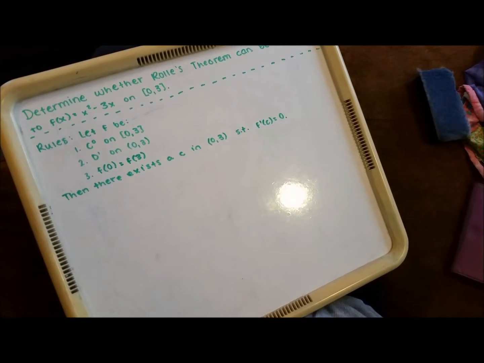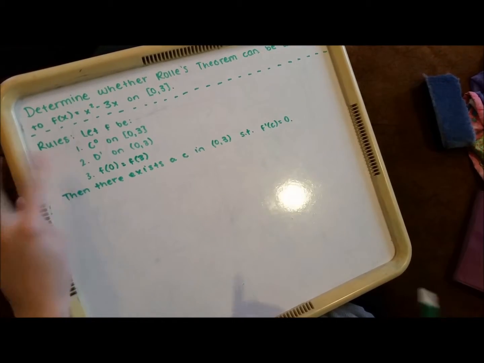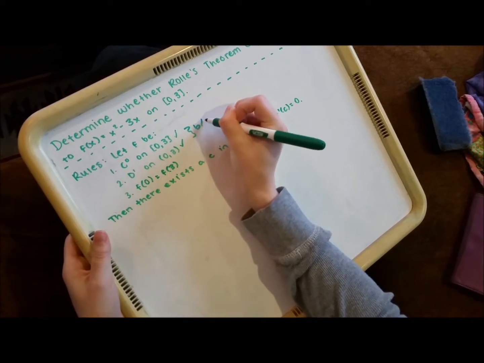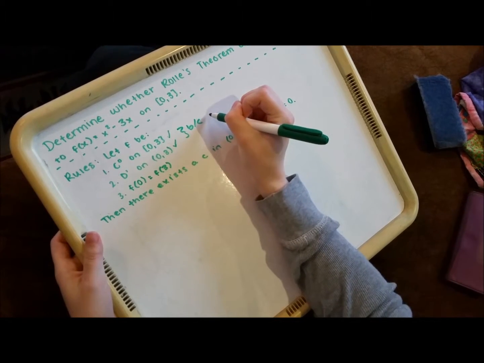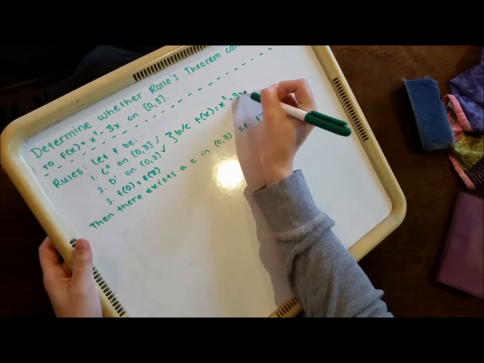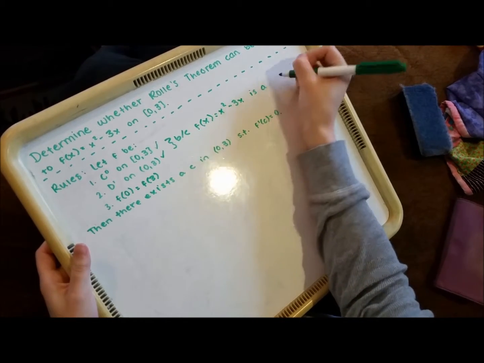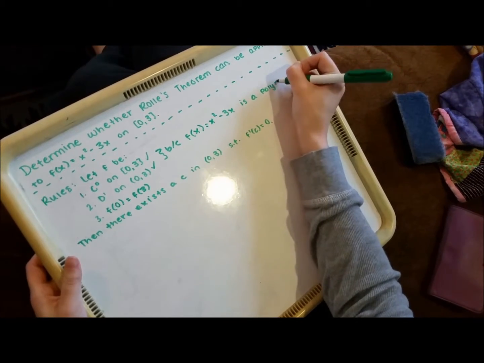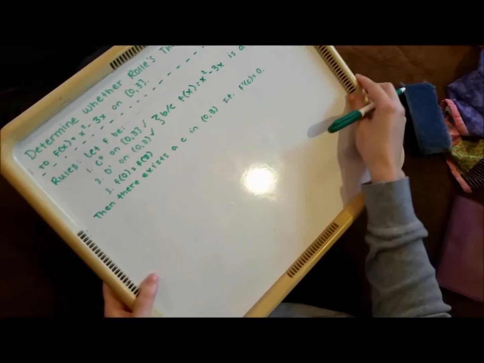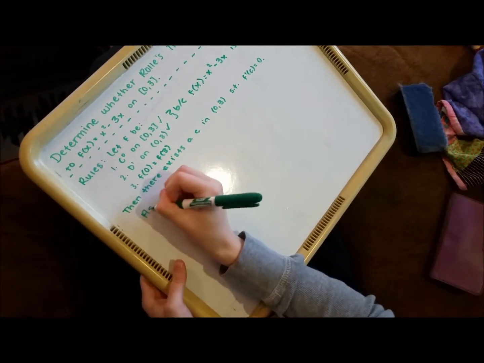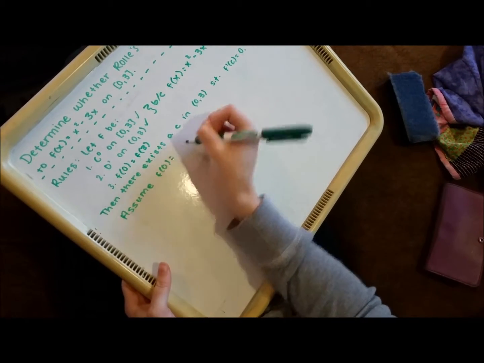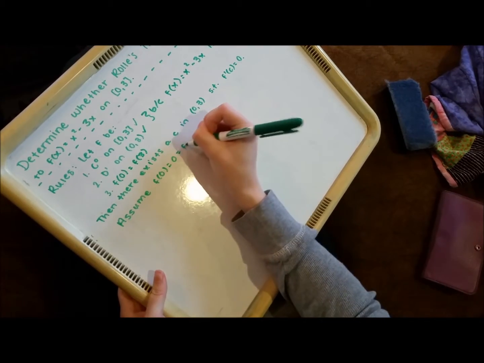First, we need to make sure that our first two rules are true, and they are because f(x) = x² - 3x is a polynomial. Next, we're going to assume that f(0) = 0 and that f(3) = 0.